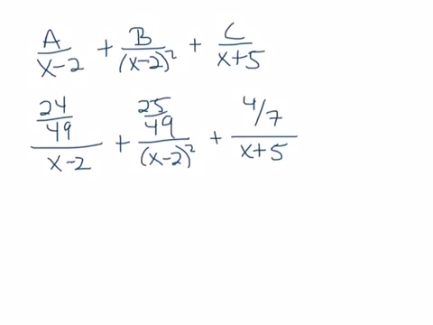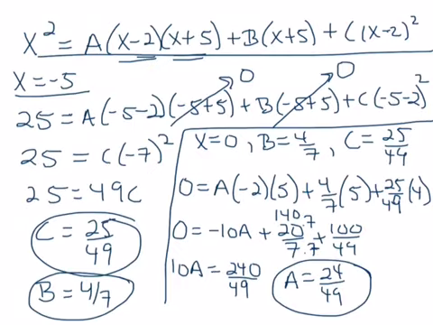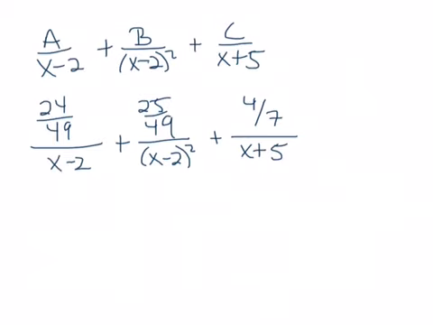Let me go back and double check that. Oh, I got those two mixed up. B was 4/7 and C was 25/49. So let's swap those guys out. This was 25/49. And this was 4/7. And we are done.